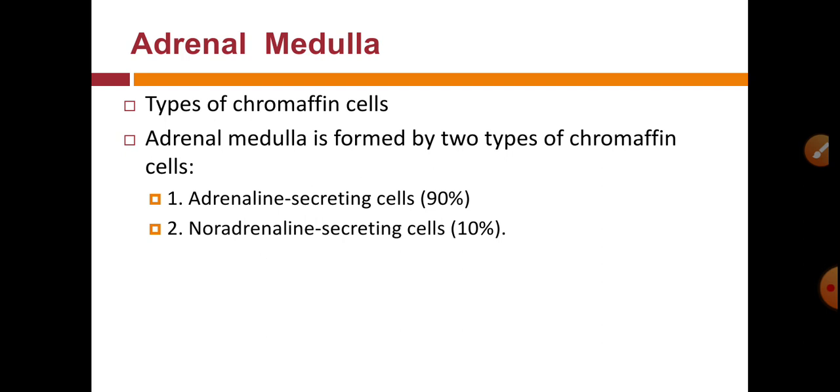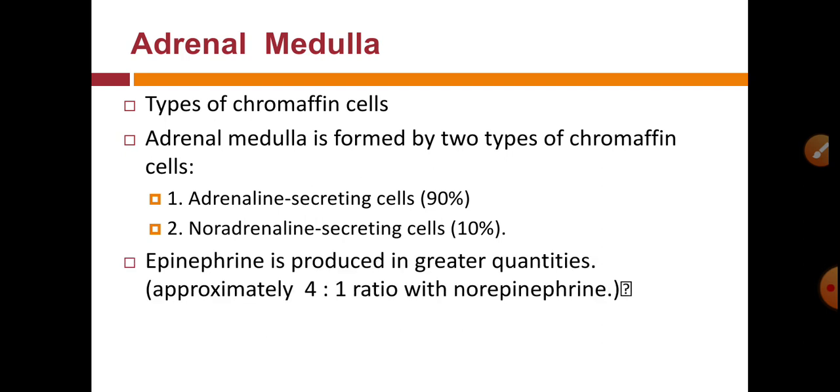First one is adrenaline secreting cells and second one is noradrenaline secreting cells. Adrenaline secreting cells are 90% while noradrenaline secreting cells are only 10%. So epinephrine, that means adrenaline, is produced in greater quantities. Approximately the ratio is 4:1 with the norepinephrine.